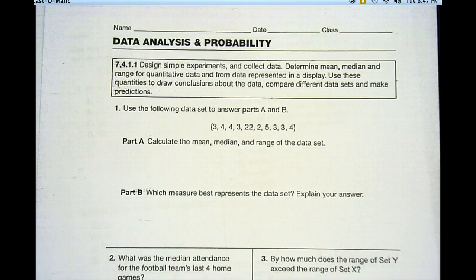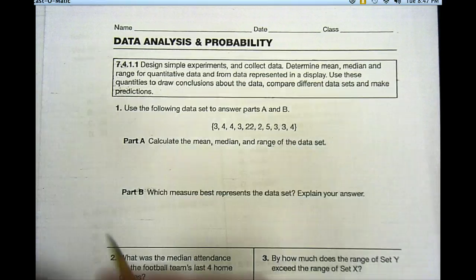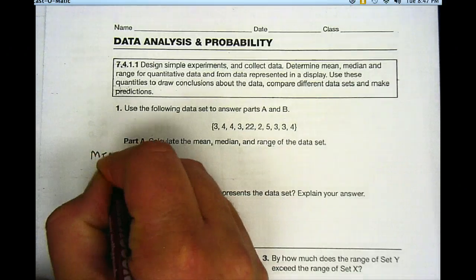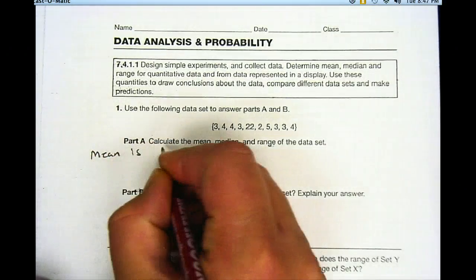So number one, here's the problem. It says use the following data set to answer parts A and B. And they have the sets of numbers there. And what it asks you to do is calculate the mean, median, and range. Well, first of all, let's do the mean. So that's the first one they ask for. The mean is just the average.